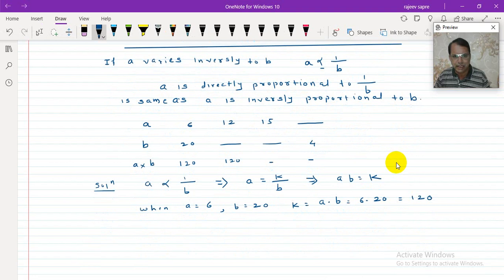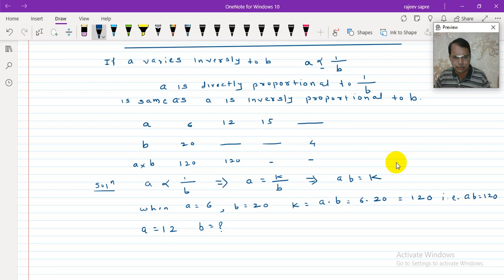Now here the value of A is 12. So in the next case, A is 12 and we are asked B. What is the relation? A into B is constant, and that constant is 120. So we can say AB is equal to 120. Now with this relation, when A is 12, B is 10 definitely.